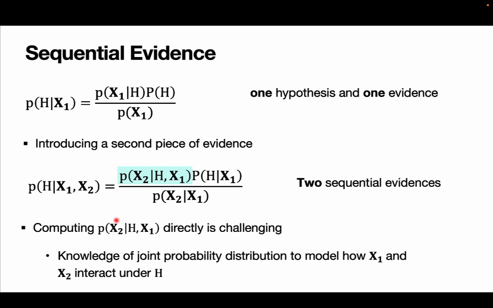The reason boils down to the knowledge of joint probability to model x1 and x2 under h. So, given this hypothesis h, it's very hard to figure out the joint probability distribution for both pieces of evidence. This is going to be knowledge or data that we don't have.